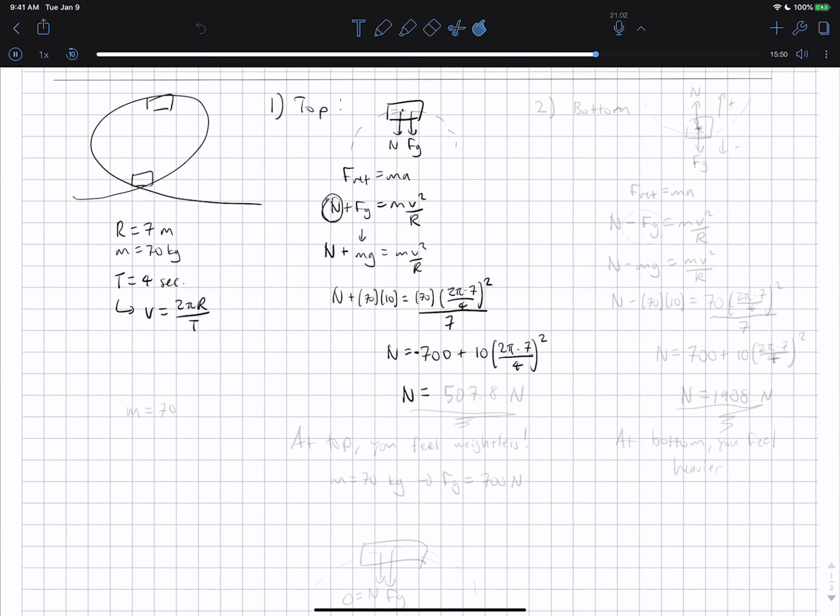The normal force is equal to 507.8 newtons. Cool. Now, how about at the bottom of the loop-de-loop?